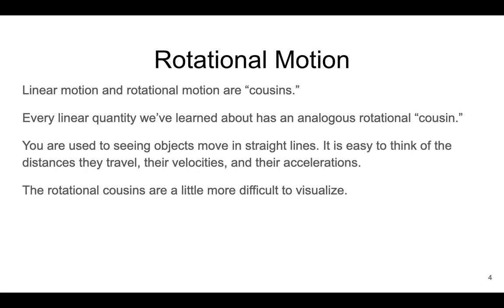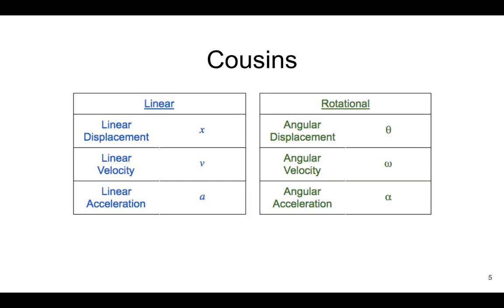The rotational cousins are a little bit more difficult to visualize than the linear ones, which makes it a little bit more challenging. But again, back to the first point from the do now, hopefully by having learned the first stuff already, the regular kinematics and that kind of thing, learning this stuff, even though it is also difficult, will be easier. We'll see. So yeah, quickly, some of the cousins.